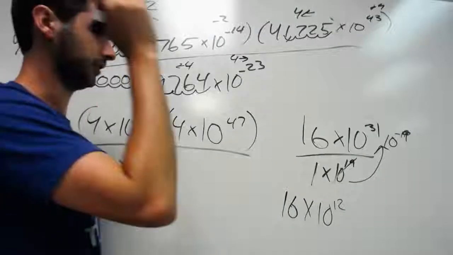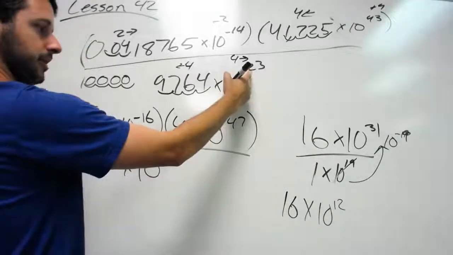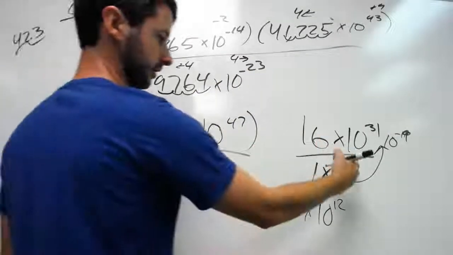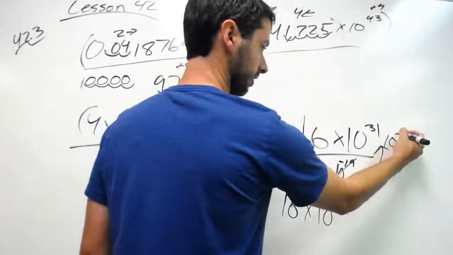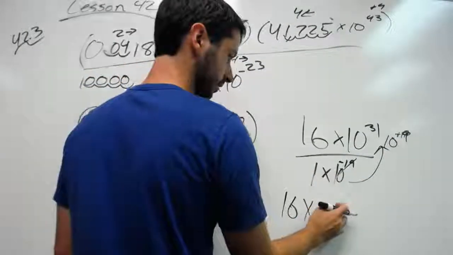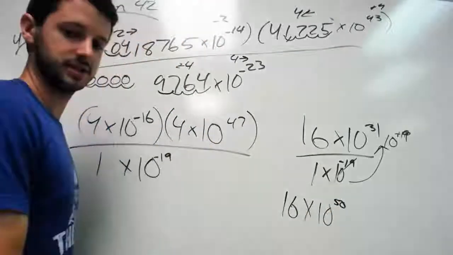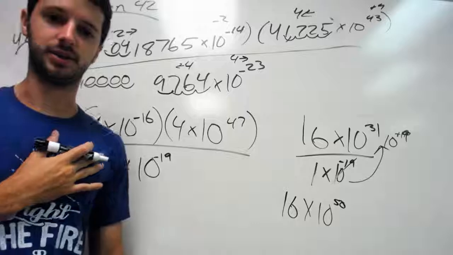Oh, sorry. This should have been a negative. My bad. That would make this a negative. This actually converted positive. Just caught my error there. So that would actually be 50. 16 times 10 to the 50th. My bad. That's on me, team.